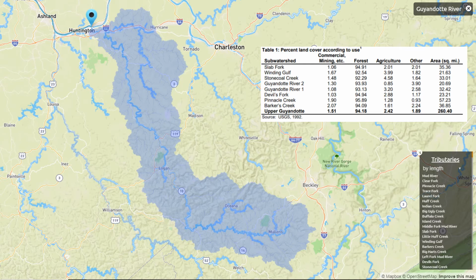We also see on the bottom right-hand corner the tributaries listed by length. This is not a complete list of the tributaries, but we do see that the Mud River is a larger tributary of the Guyandotte River, and then going into the Ohio River.